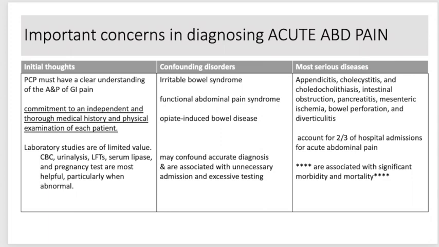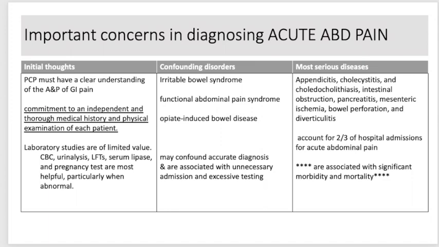You must have a clear understanding of the anatomy and physiology of gastrointestinal pain. You need to perform an independent and thorough medical history and physical examination of each patient. I know this seems like you should not have to state this, but you should not rely on anybody else's documentation. You should perform that independently of what another provider tells you, as well as what may already be written in the medical record. Laboratory studies do give some value, but many are of limited value.